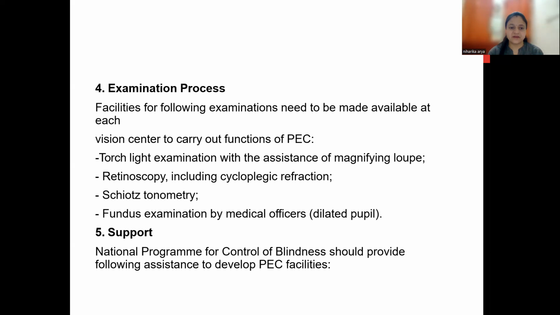Examination process. Facilities for the following examinations are to be made available at each vision center to carry out the functions of the PVC: torchlight examination with the assistance of magnifying loupes, retinoscopy including cycloplegic refraction, tonometry for calculating the intraocular pressure, and fundus examination by the medical officers after dilating the pupils.